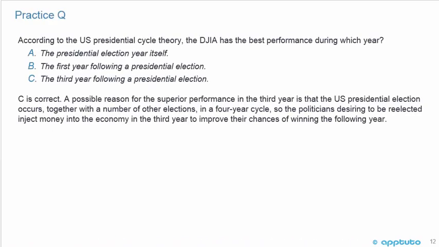Remember, in the U.S., presidential elections are held every 4 years. So the third year following a presidential election is the year before another election. So as the text said, C is correct. It's the third year. A possible reason for the superior performance in the third year is that the U.S. presidential election occurs together with a number of other elections in a 4-year cycle, so politicians desiring to be re-elected inject money into the economy in the 3rd year to improve their chances of winning in the following year.